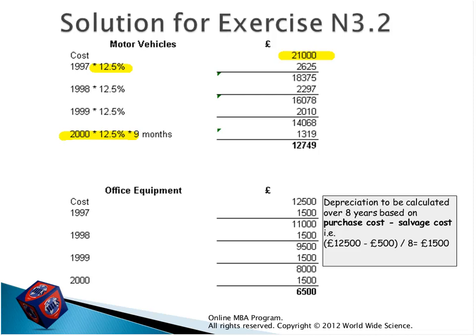So, the calculation here. The first year's depreciation cost is equal to 2,625. This amount is taken as 21,000 multiplied by 12.5%. You will get the depreciation expense. After that you have to get the net historical cost of this motor vehicle, which is equal to 18,375. You remember, as this is a reducing balance method, we must take our historical cost and minus our depreciation cost. And after that, from the net balance, we must make a calculation to find our depreciation cost for the next year, for 1998.